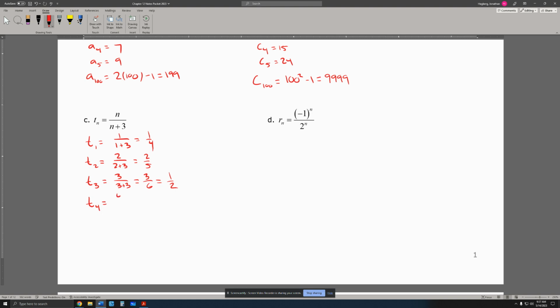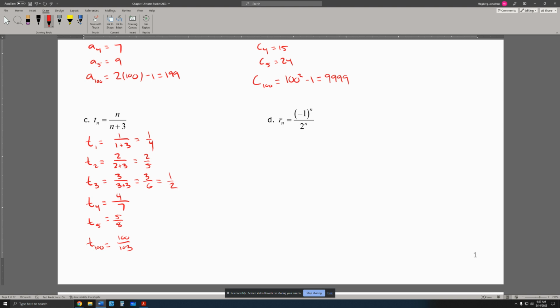t4 would be 4 over 4 plus 3, or 4/7. t5 would be 5 over 5 plus 3, which is 5/8. And so then t100 is equal to 100 over 103. All right.